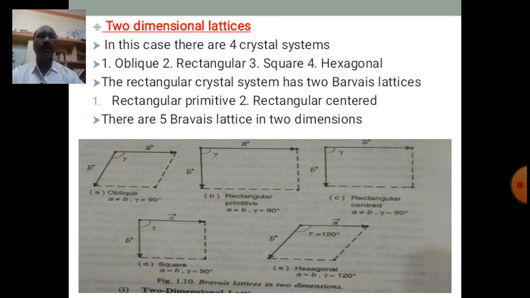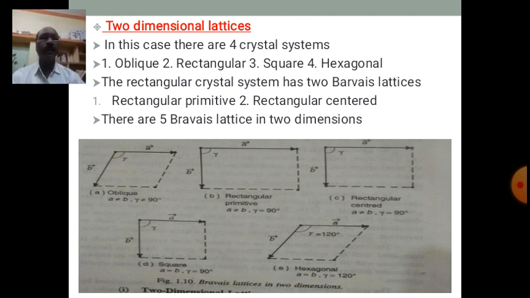The third crystal system is square. The lattice constants are a is equal to b, gamma is equal to 90 degrees. Here the translation vectors a and b are equal, and gamma is equal to 90 degrees. This is called the square crystal system. It has only 1 Bravais lattice.